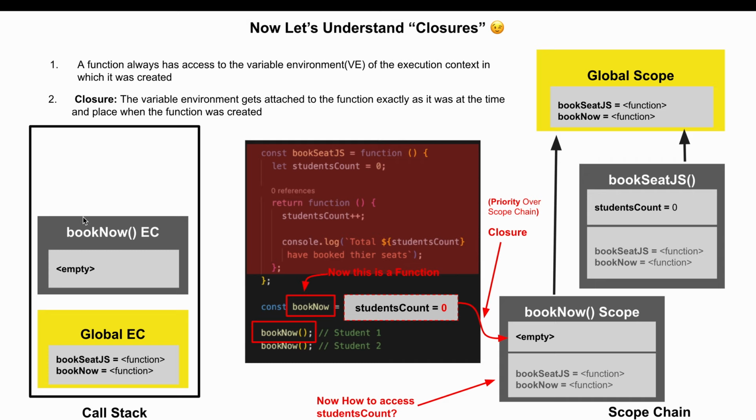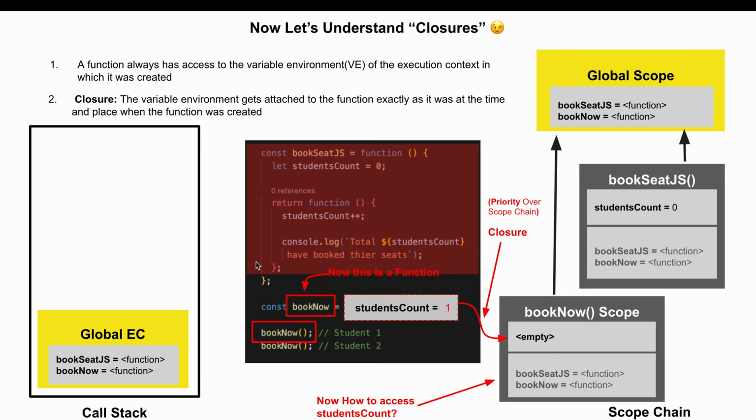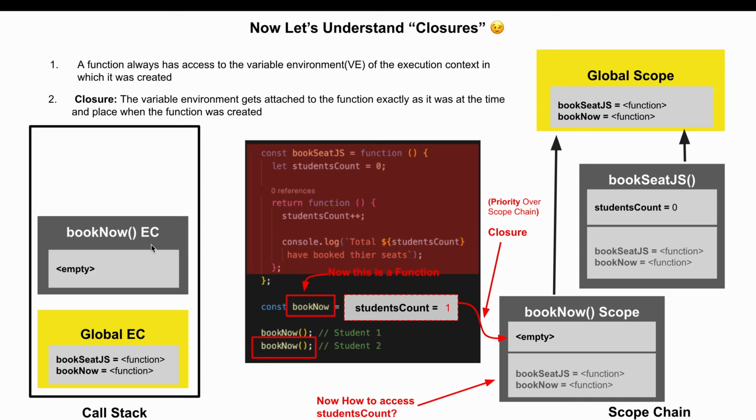Then what will happen? This execution context we have already seen got created, and then the student count will get incremented as we execute this function, right? As you can see in the code, the student count is getting incremented by 1 and the execution context will get popped off. Now we are calling this bookNow function again. That means a new execution context will get created, and then the student count will increment by 1 again.